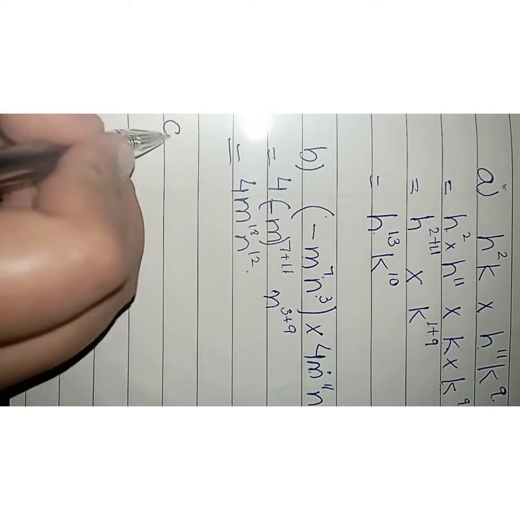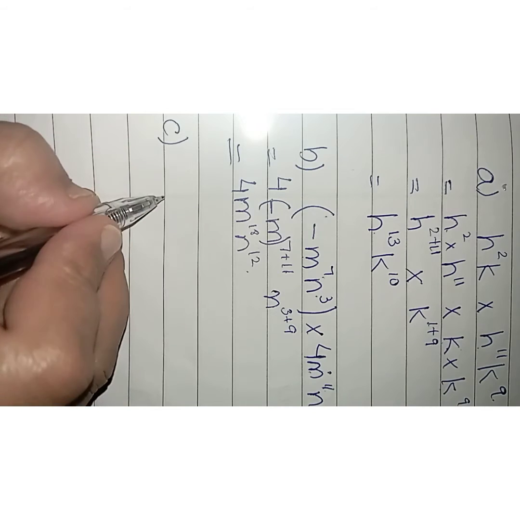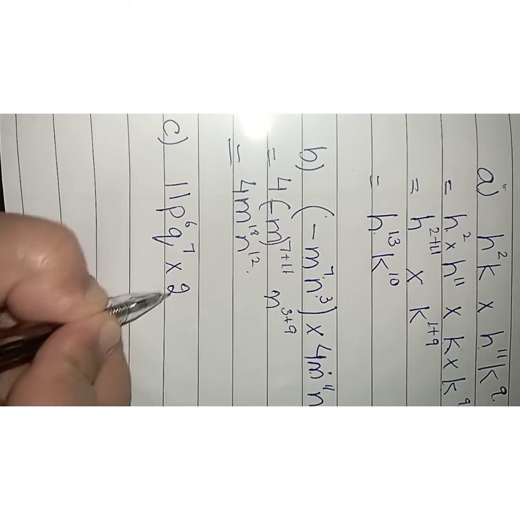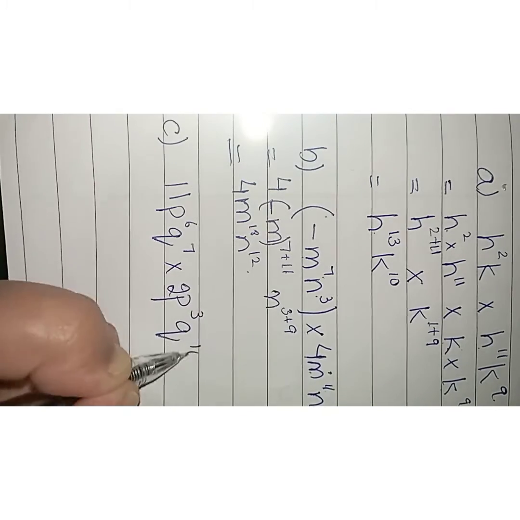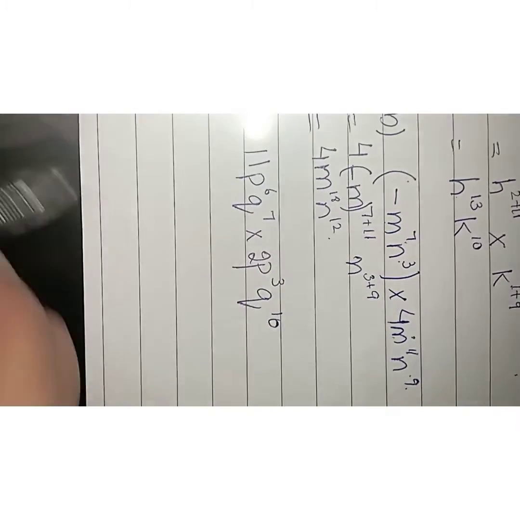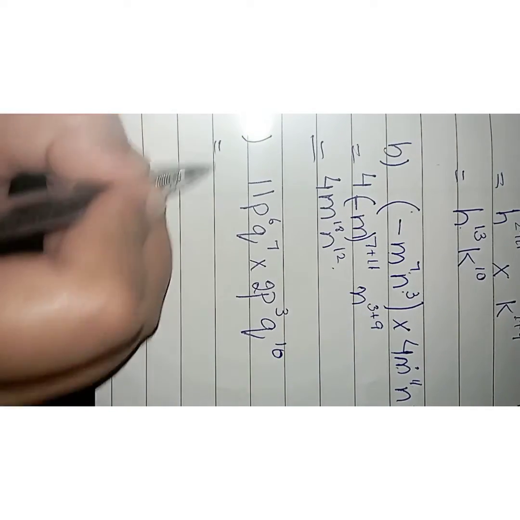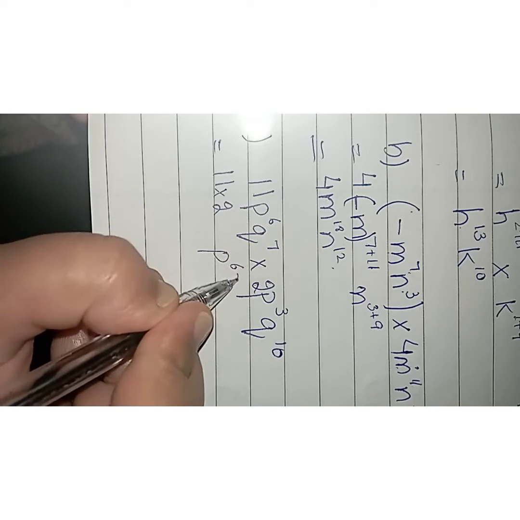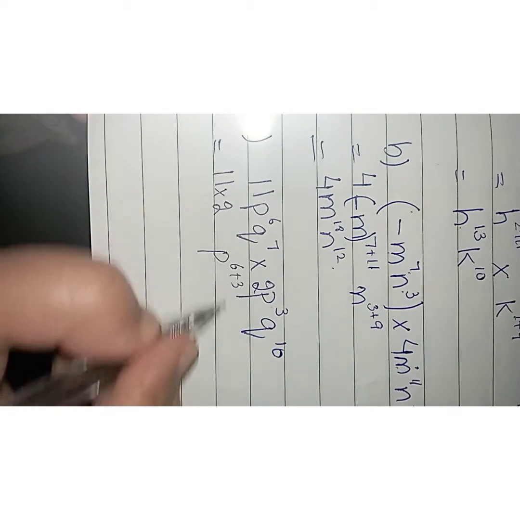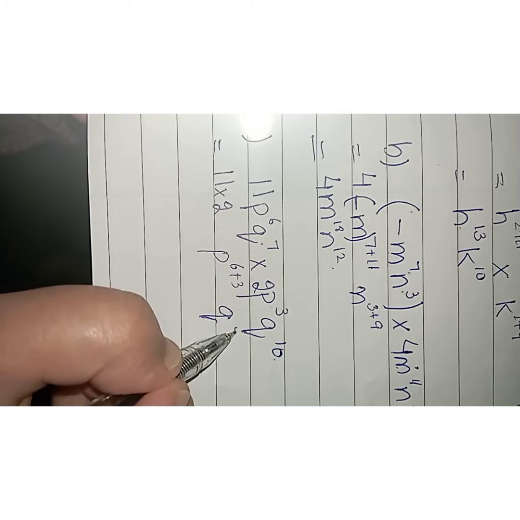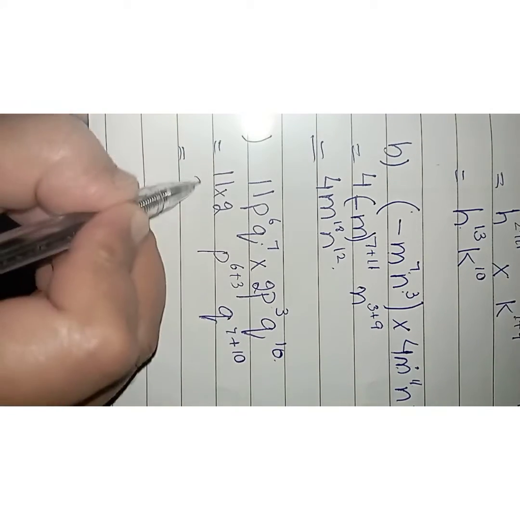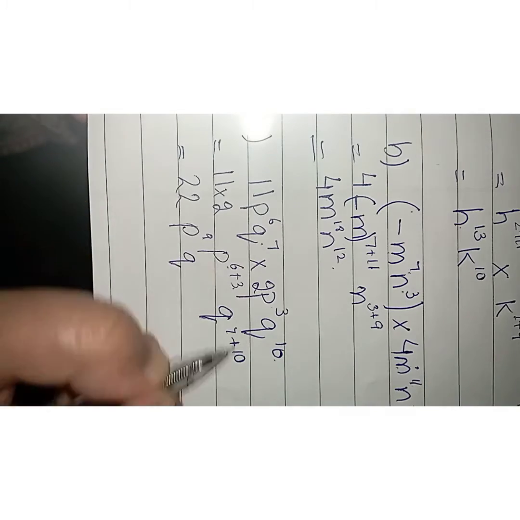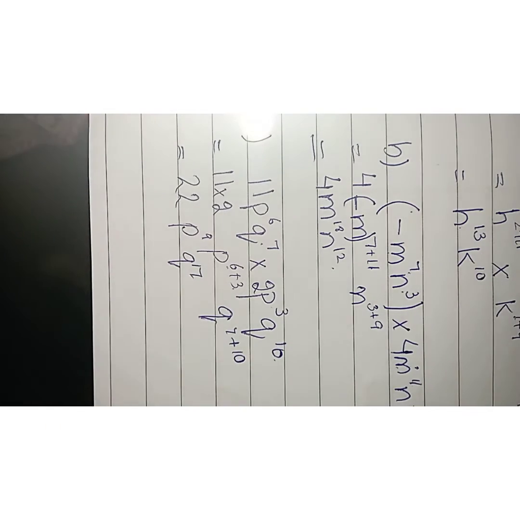Now moving on to part C, it is 11p6 q7 multiplied by 2p3 q10. When we are solving this, 11 will be multiplied with 2, p6 plus 3, the two powers of p are added, and similarly q7 plus 10. Now 11 times 2 is 22, p6 plus 3 is 9, and q7 plus 10 is 17. I hope it is clear.